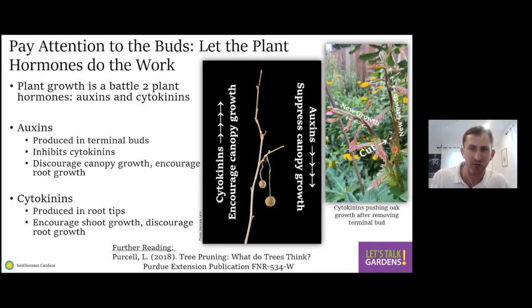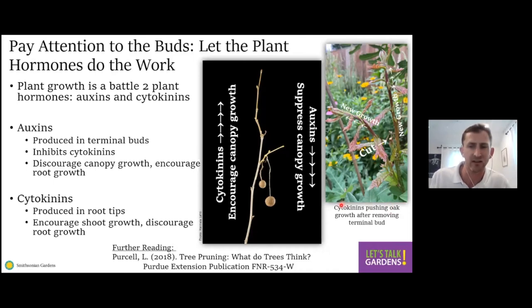So here's an example from my backyard where you can see I cut off the tip of this little single stem oak tree and the two lateral buds just below. As soon as that tip was cut, these just grew up. And again, that's because I removed the source of auxin here at the tip of the branch, then cytokinins pushed out and created new growth, maybe where I wanted it, maybe where I didn't want it.